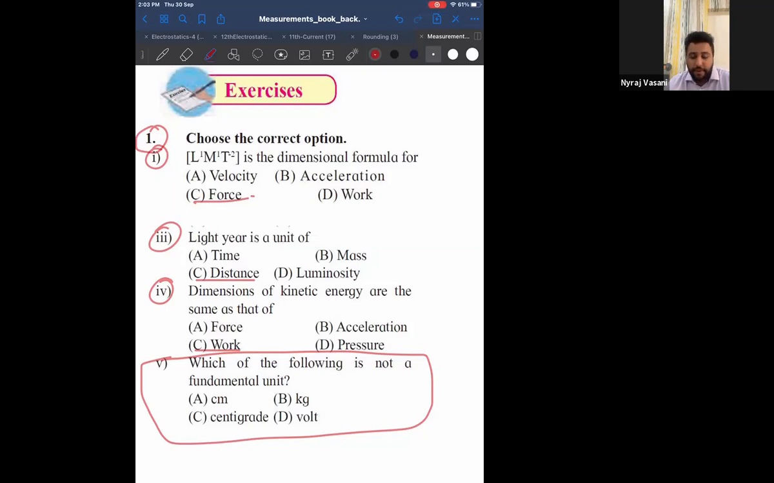Therefore, which of the following is not a fundamental unit? Answer is volt. Now, if you're telling me centimeter, then even centigrade would be the answer. Therefore, A and C are not the answers. Answer is D. I hope you understood the logic. A, B, and C are all used to measure fundamental quantities. D is used to measure a derived quantity, which is voltage. Is it clear? All of you got it?